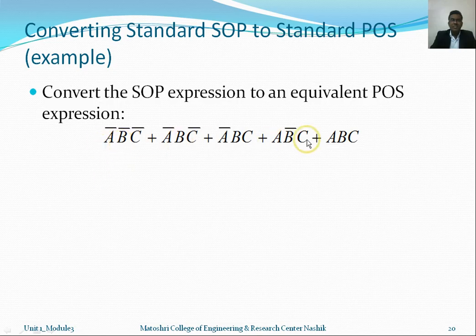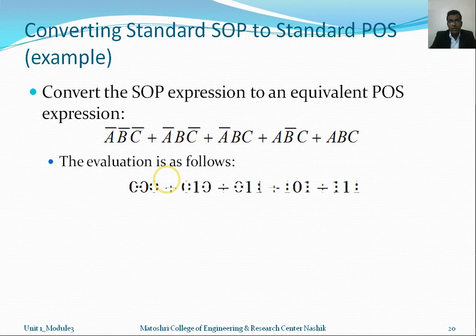Which form is this expression? This expression is the sum of these product terms, so it is in SOP form. In this SOP form expression, we have to convert it into the equivalent POS form. Firstly we evaluate each product term as binary. In case of SOP, a complemented variable is 0, so the value of A complement is 0, B complement is 0, C complement is 0. So for A bar, B bar, C bar, we get 0 0 0.